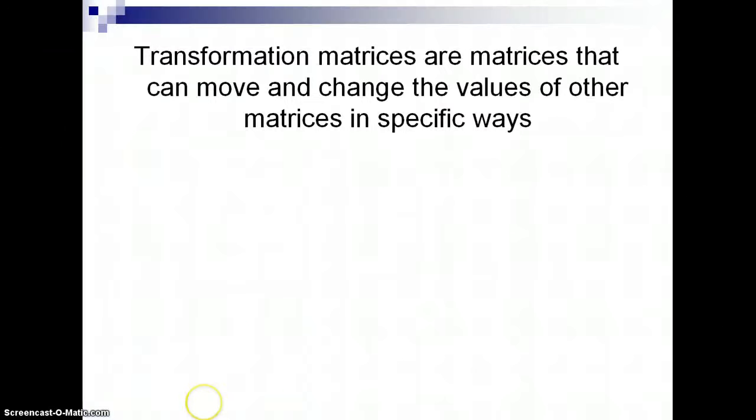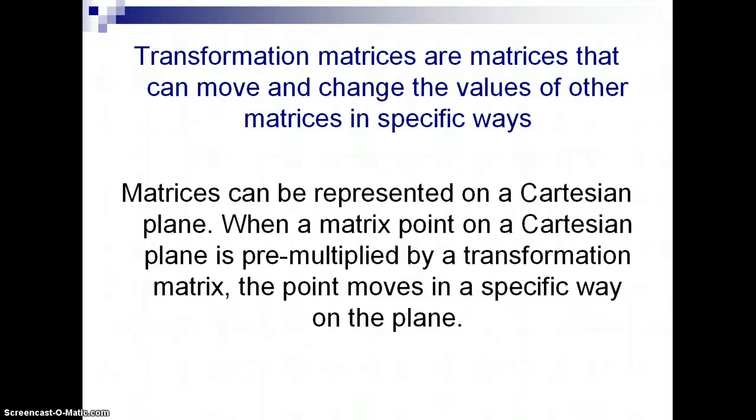Transformation matrices. Transformation matrices are special matrices that, when multiplied to another matrix, can change the value of that matrix in a specific way. Matrices can be represented on a Cartesian plane, where the x values are in the first row and the y values are in the second. When a matrix point on a Cartesian plane is pre-multiplied by a transformation matrix, the point will move in a specific way on the plane.